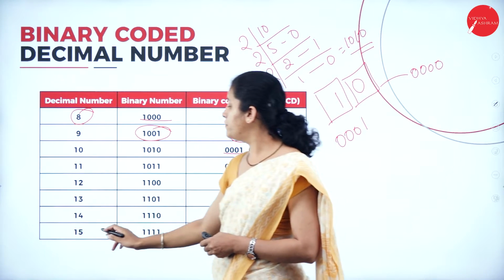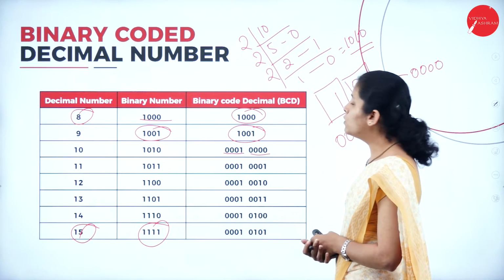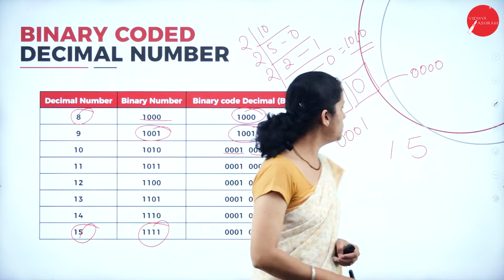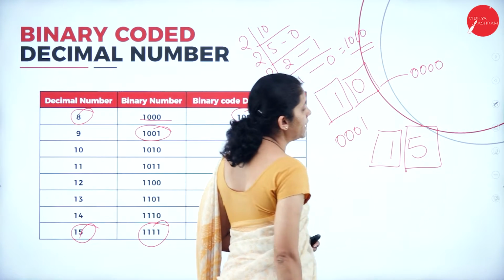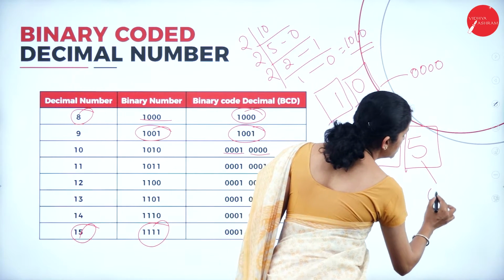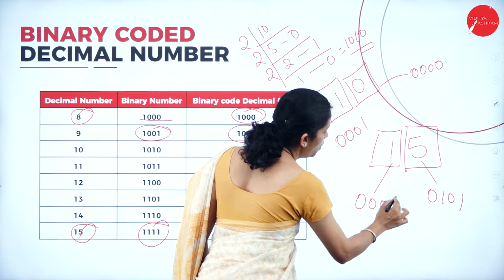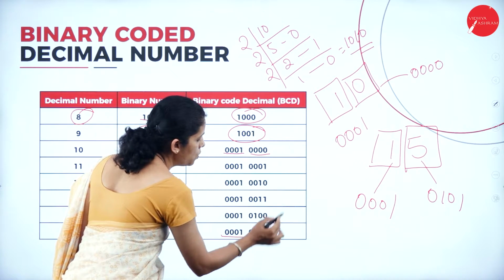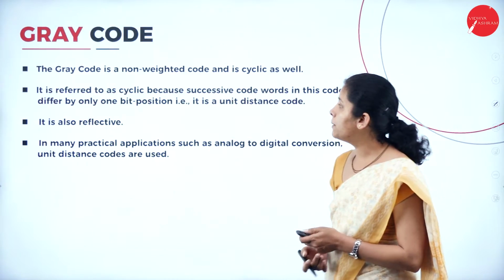And if I consider 15, in binary I have 4 ones. If I go with BCD, I'll write 15. Now I'm going to extract individual digit. Now I'm going to write the BCD representation. First I'll take 5. So it is 0, 1, 0, 1. And if I consider 1, it is 0, 0, 0, 1. And if I consider the table, 0, 0, 0, 1 and 0, 1, 0, 1. This is the way I can represent BCD numbers.